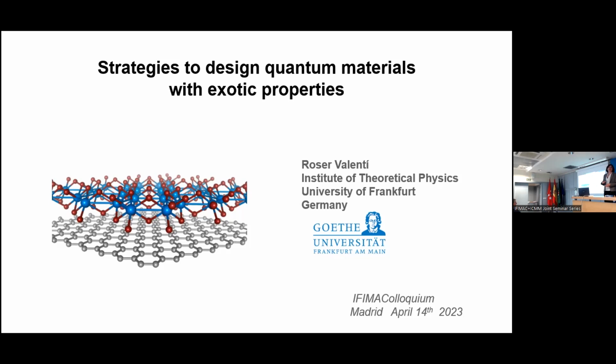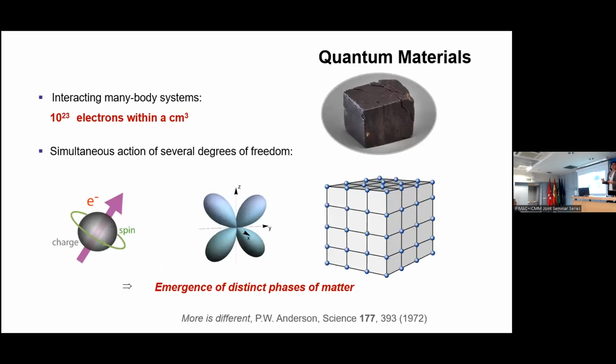This is a heterostructure of graphene with ruthenium trichloride, a quantum spin system. And I will tell you then why we are interested, among others, in this type of materials. So to set the stage, let me start by defining what we understand by quantum materials.